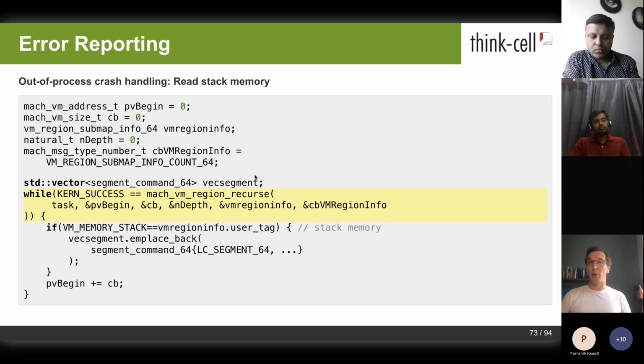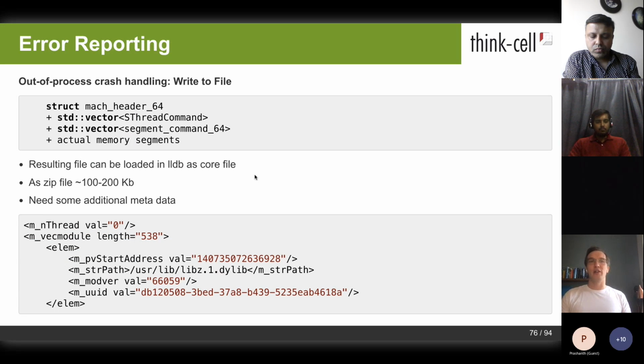What is the actual stack memory? There's again a helpful function that enumerates all the memory regions in your process. And for each memory region, you can even ask, is that a piece of the stack memory? So we can store that stack memory in a segment in our binary file. And then it's really just writing all of that in the correct order into a single file: all the thread state, all the memory segments, plus their actual memory contents.